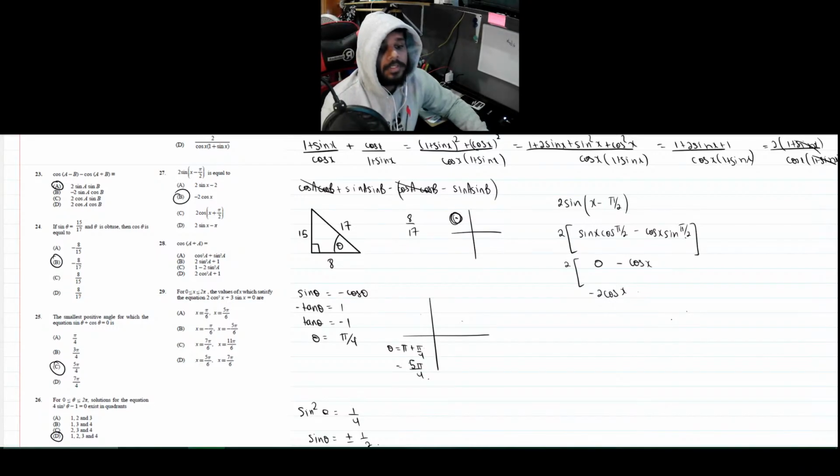Again, if you wanted to assign an angle, go ahead and assign an angle.